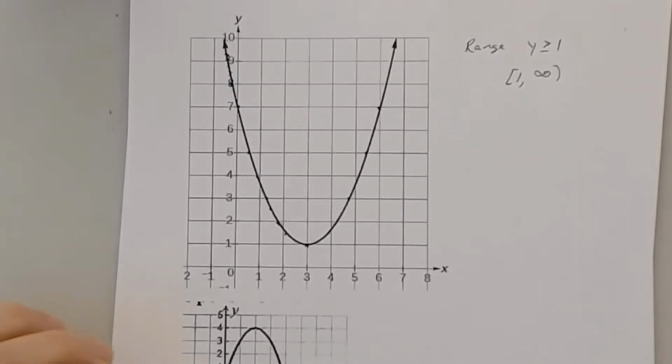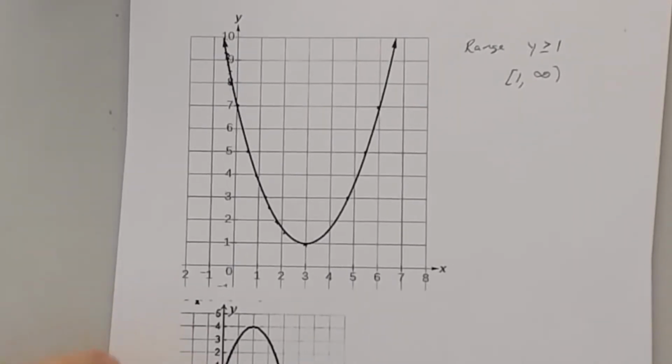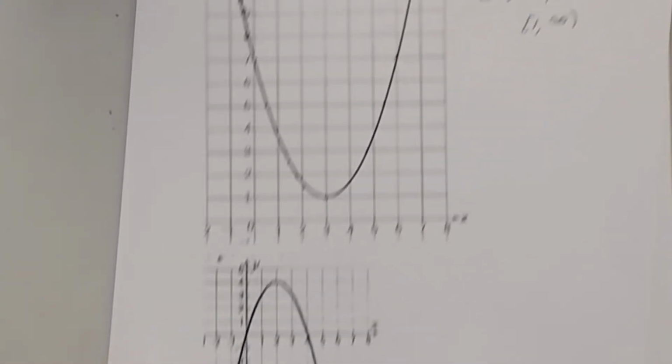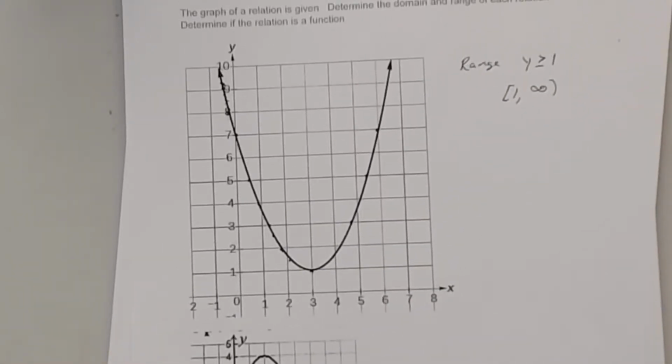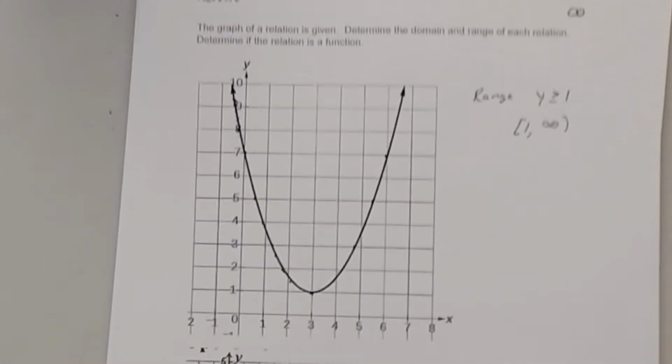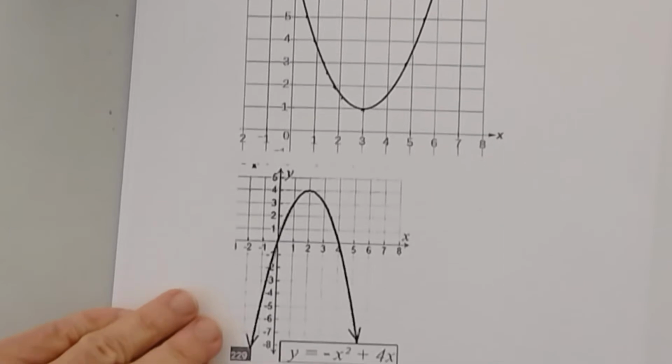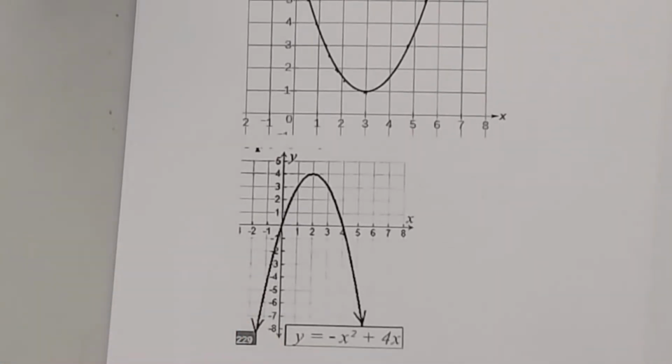Okay, I'm going to do the next one with the range, and I'll come back and talk about the domain. Let's do the next one with the range. Notice that this parabola opened which way? No, I'm sorry, the first one. Up. Okay, this parabola is opening down. Notice the arrows are pointing down. Okay. So let's find the range.